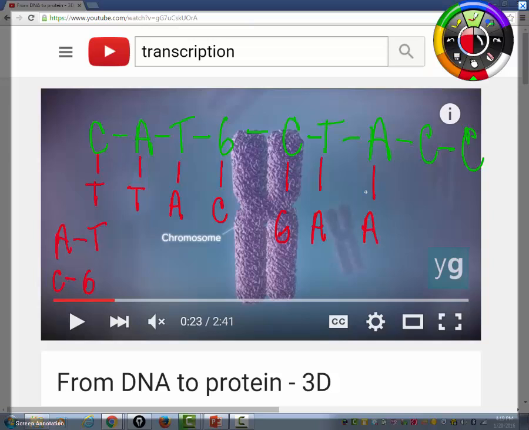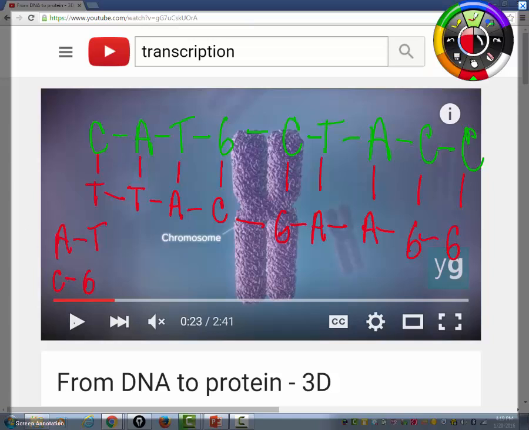And when you do that, you will form this two-chained complex, this thing that looks like a ladder. And when the charges on the two rungs of the ladder interact, it will actually twist, and that's what allows DNA to get into that double helix shape.